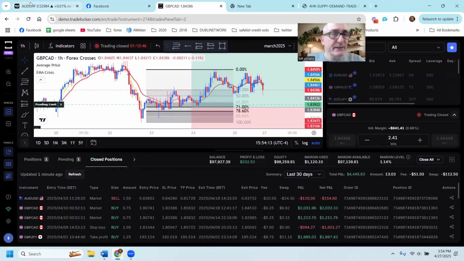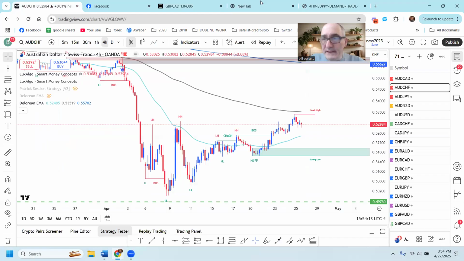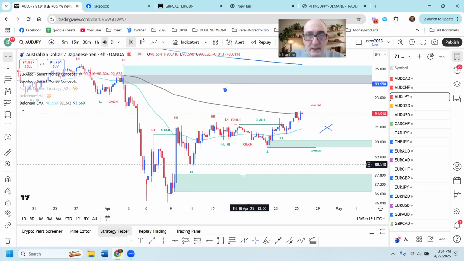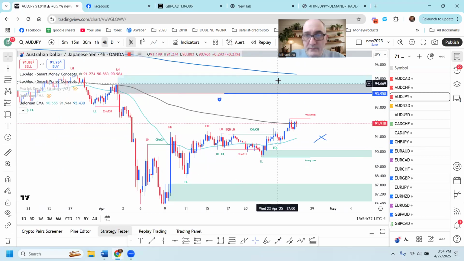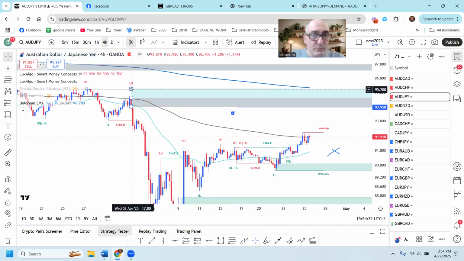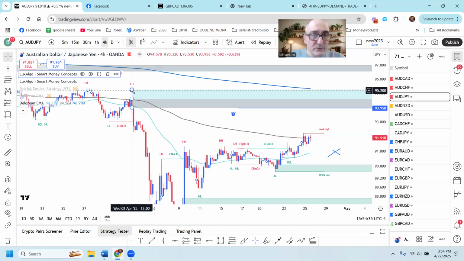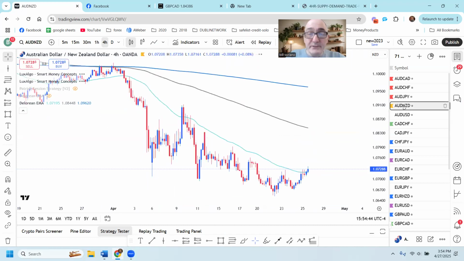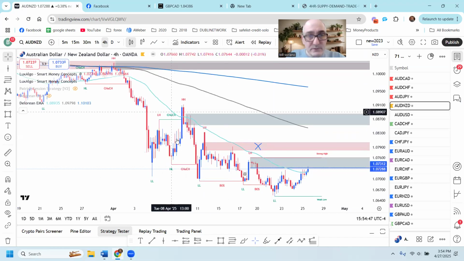Okay, so let's get back here to finish going through the pairs real quickly. So AUDJPY. Okay, you can see here, this is bearish, right? And our supply zone alert is set right here. Again, I've made this zone bigger to accommodate that wick on that candle, right? The indicator didn't do that, but I do that because we have to use that wick for our stop loss.